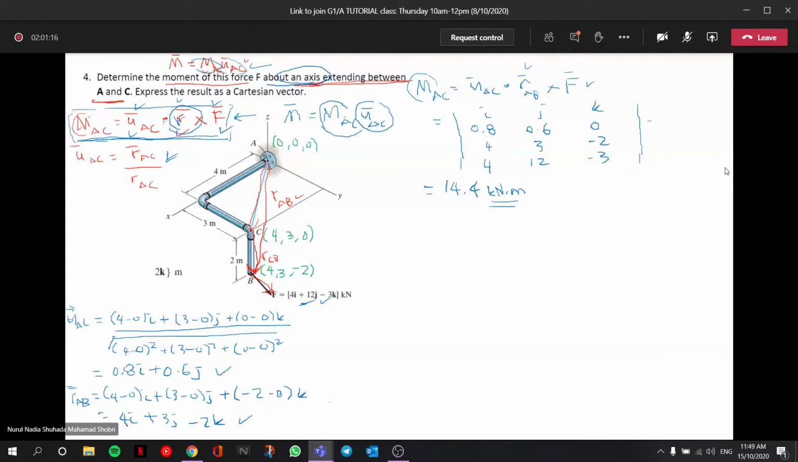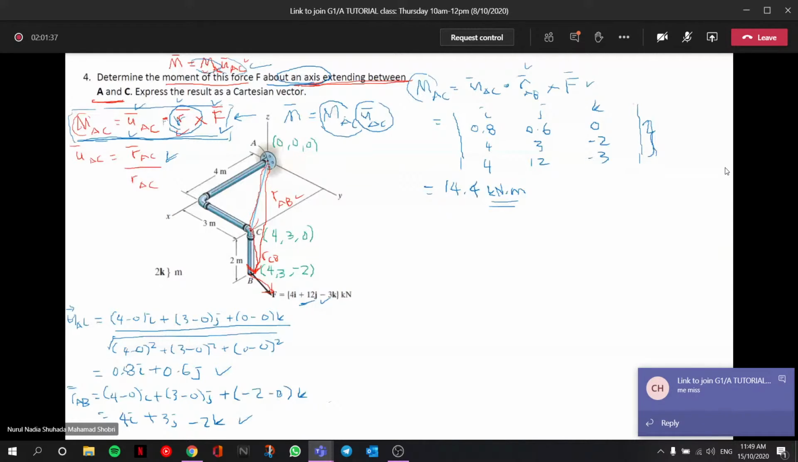I believe you know how to solve this one, right? If not, please tell me, because I believe how to use the matrix is going to be in your exam. If you don't understand, tell me. Okay, so we got this value, we got this value. So now we can find the moment of the force.